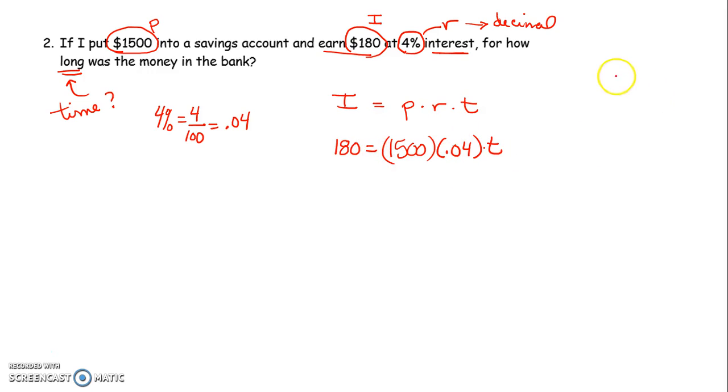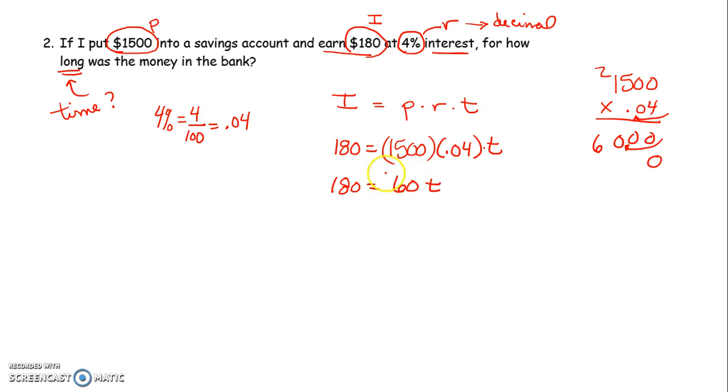Again, I'm going to have to multiply 1,500 by 0.04. 0, 0. 4 times 5 is 20. Put down a 0, carry 2. 4 times 1 is 4, and 2 more is 6. Put down a 0. Oh, and then it's all going to zero out. So I just move over 2 places. Okay, so that would be 60 right there. So 180 equals 60 times t.